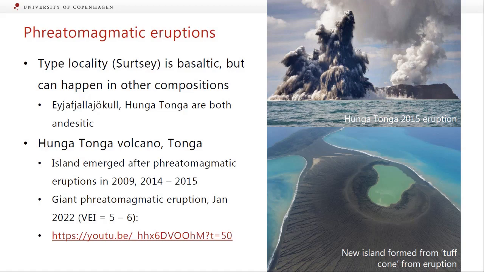So yeah, the type locality in Surtsey is a basalt, but it can happen in other compositions. Eyjafjallajökull, and this other one that I'm going to talk about called Hunga Tonga, are both andesites.